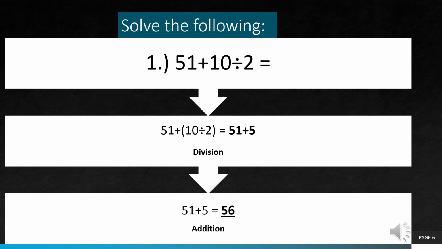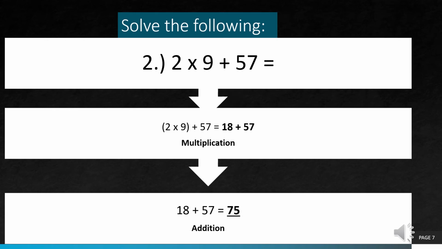Solve the following. 1. 51 plus 10 divided by 2 equals. First, let's do the division. 10 divided by 2 equals 5. Next is addition. 51 plus 5 equals 56 is the final answer.